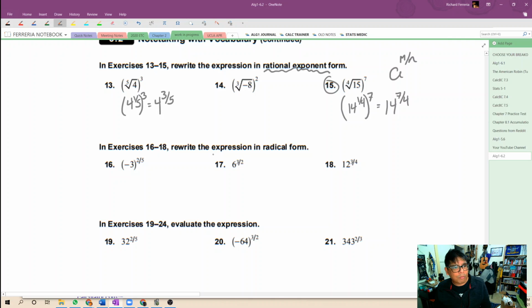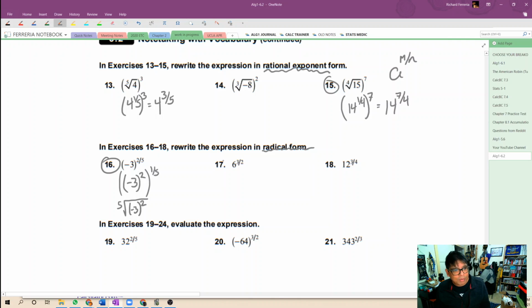This one, we're going to go from the rational power to a radical form. So let's take a look at this. We've got negative 3 to the 2/5 power. So this is going to be negative 3 squared, and then the 5th root of negative 3 squared. Maybe I should have gone a little bit slower on this. Let's try this a little bit slower. This is negative 3 squared to the 1/5 power. And then that is the 5th root of negative 3 squared.